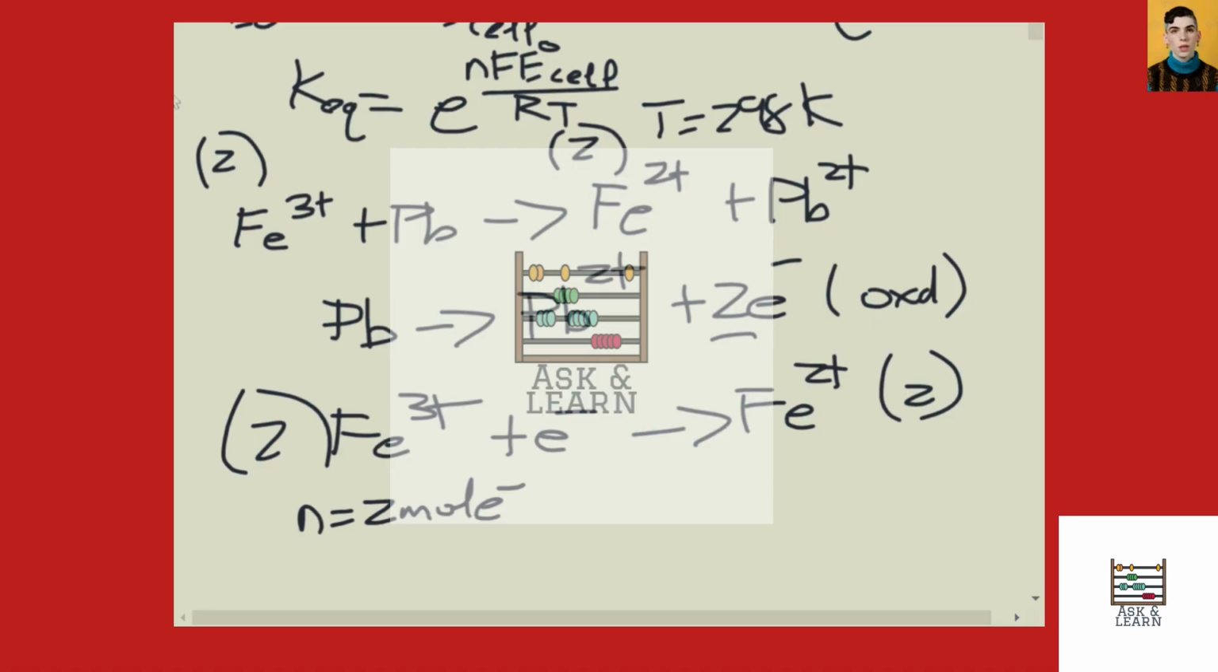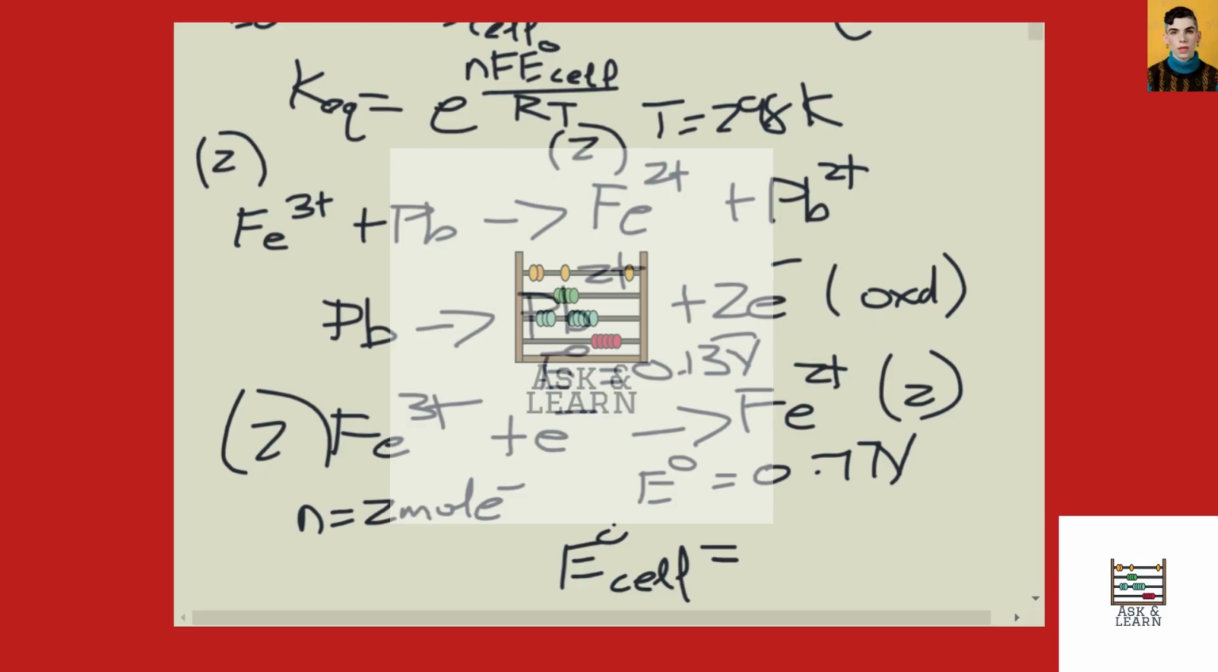And we can find our reduction potentials from a standard table. We can find that the E naught of oxidation from our reduction potential table is 0.13 volts. And we also can find that the reduction potential for iron from Fe3 plus to Fe2 plus is equivalent to 0.77 volts, while the E naught cell would be the sum of the two, since E naught is independent of the number of moles of electrons transferred, and this becomes 0.90 volts here.